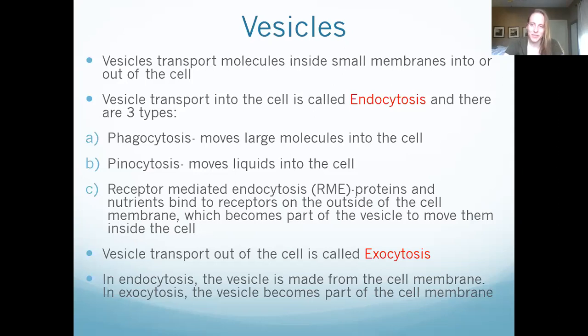The exocytosis type is the type that actually starts at the Golgi bodies inside the cell, where the Golgi bodies package fats and proteins and stuff inside of vesicles and then send them off towards the cell membrane.